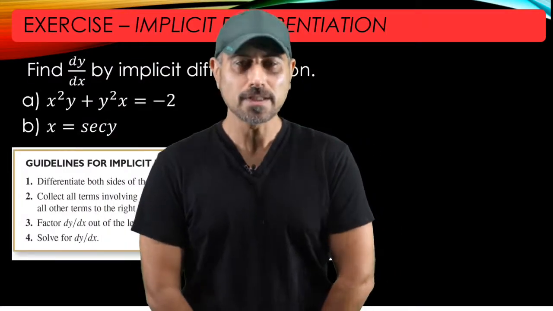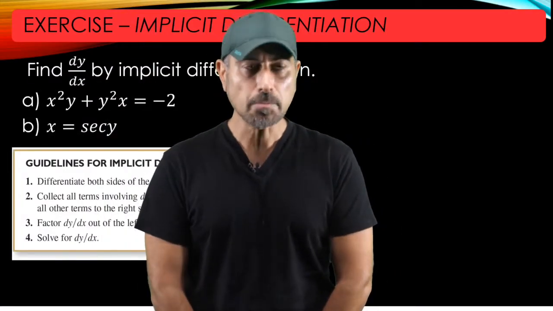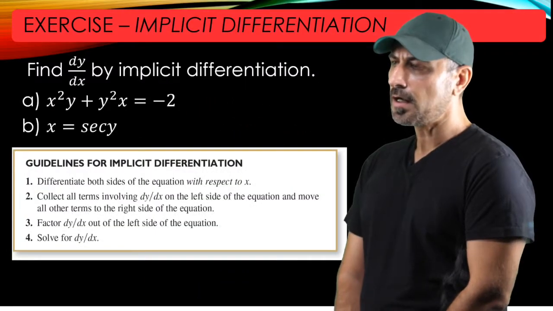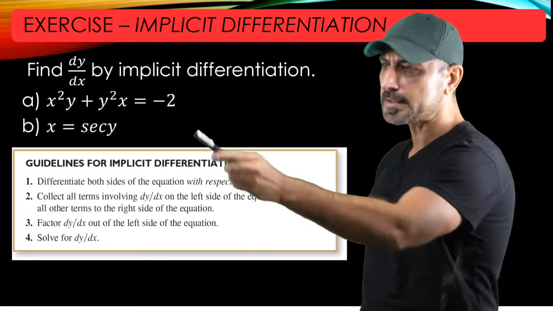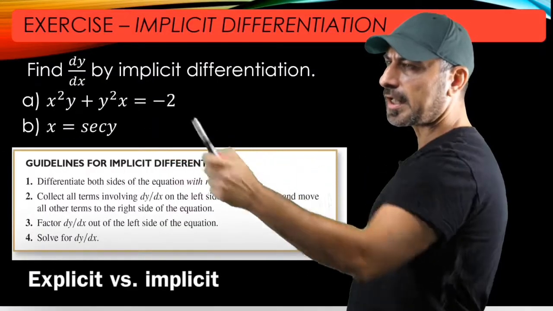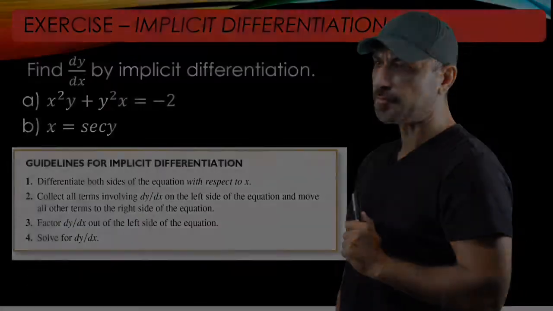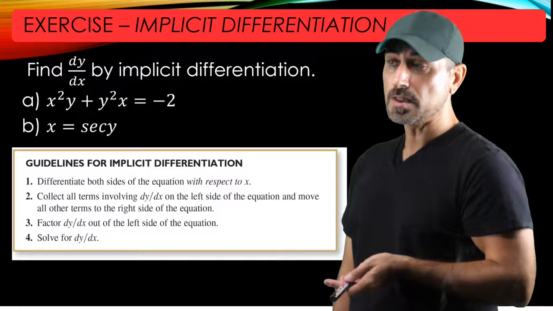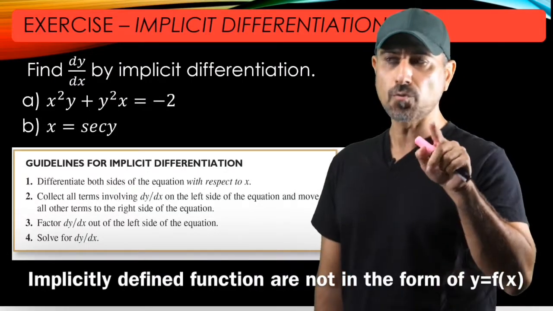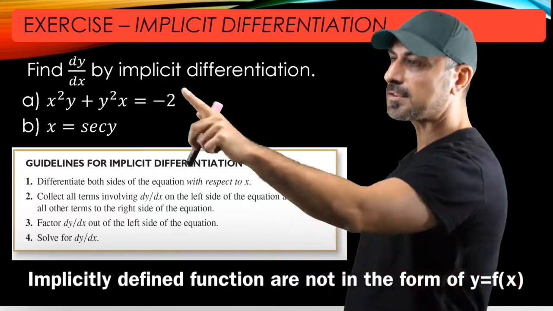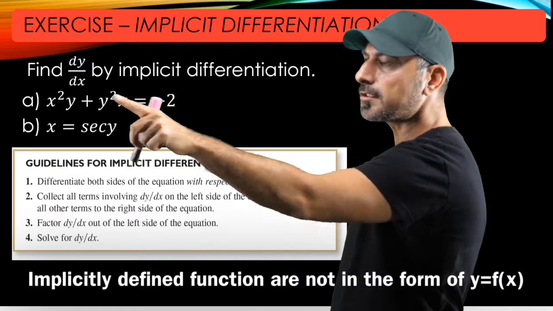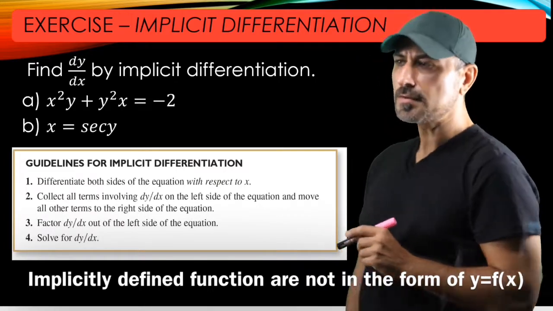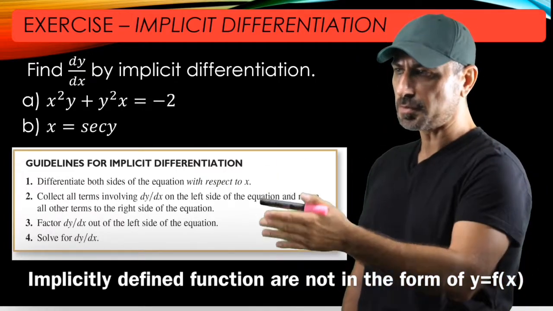Hello, welcome back. In this video, we're going to practice implicit differentiation for two different functions. And here, I just want to step back and stare at those functions. One of them is x squared y plus y squared x equals -2. This function is not given in explicit form, because if it was, it would be written as y equals a function of x. But the x and y variables are mixed here, so we call this type of expression an implicit expression. So then we have to use the implicit differentiation rules.